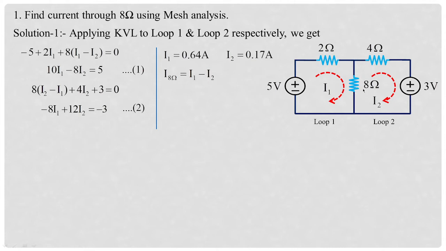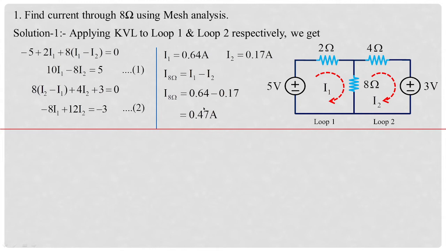So higher to lower. So I1 is assigned the higher condition of the voltage and the lower condition of the voltage is at the bottom. Then only the current will flow through the branch. So I1 minus I2. So with this, substituting the values of I1 and I2, we are going to get the value of current in 8 ohms, which is equal to 0.47 amperes. So this is a very easy approach to obtain the branch current, that is, the 8 ohm branch current value.